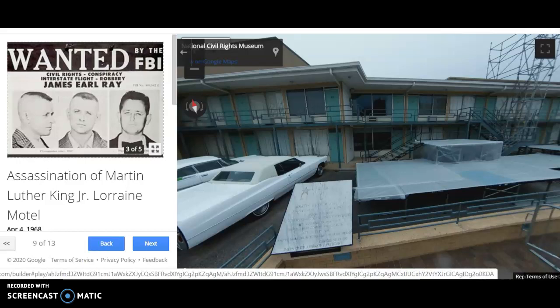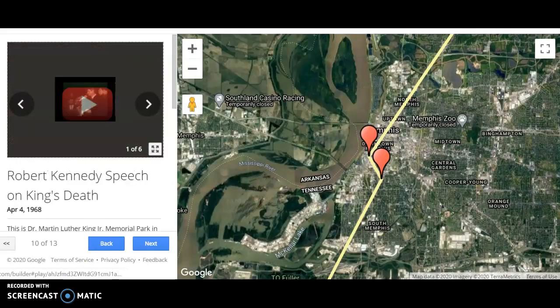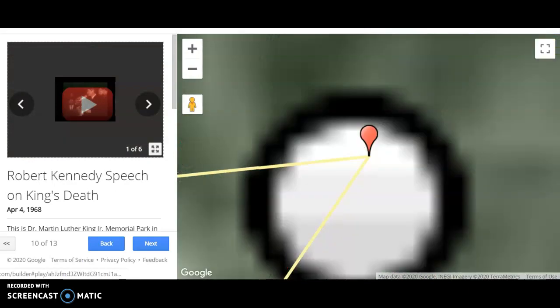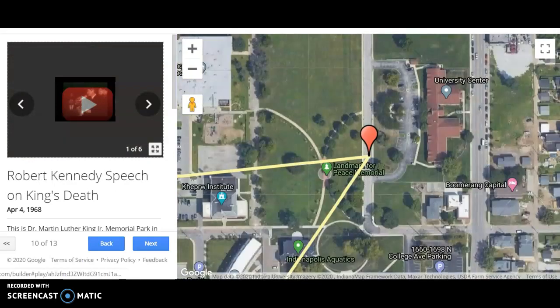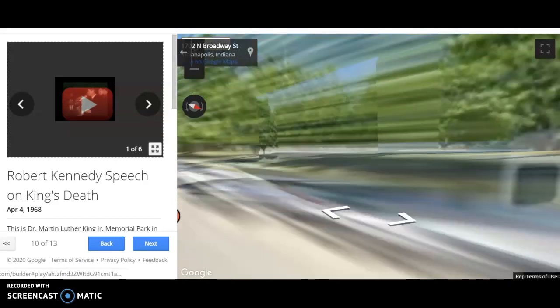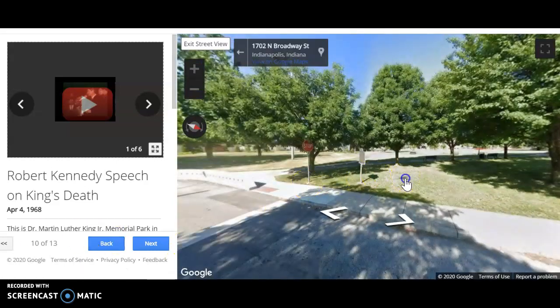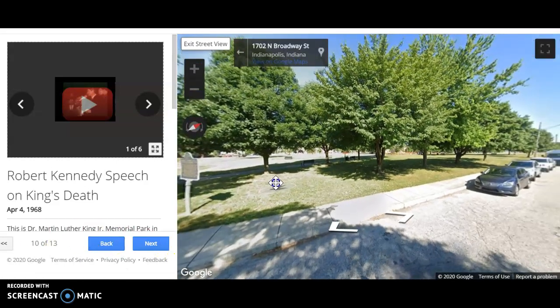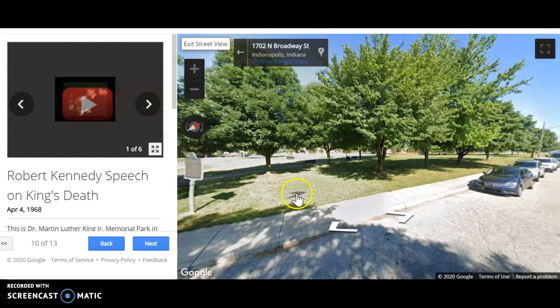On this same evening, we're going to go all the way to Indianapolis. This is where Bobby Kennedy is. Bobby Kennedy is the brother of the late John F. Kennedy. He, in 1968, was running for president. So Bobby Kennedy running for president. He was here in Indiana giving a speech, or he was supposed to give a speech, and he heard that Martin Luther King had died.